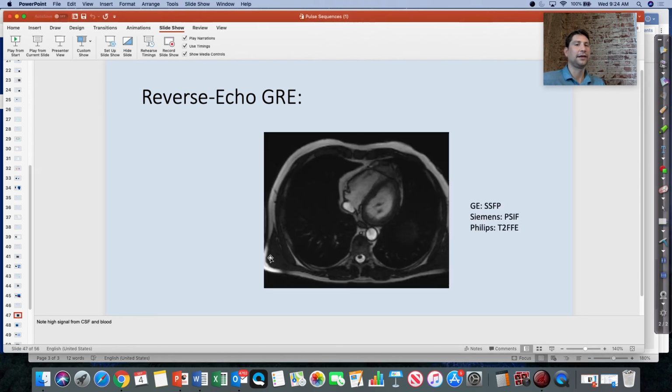So here is an example of a reverse gradient echo. Look at how the image looks in general. We have very high signal from our CSF. We have signal from that descending aorta again. Muscle appears dark. So it's truer T2 weighted information. Here are our acronyms for the different manufacturers.